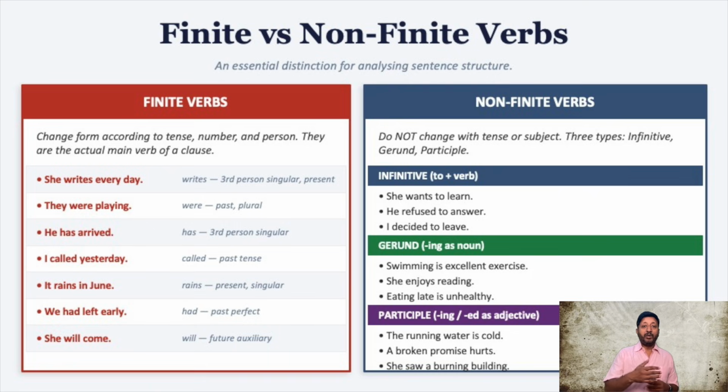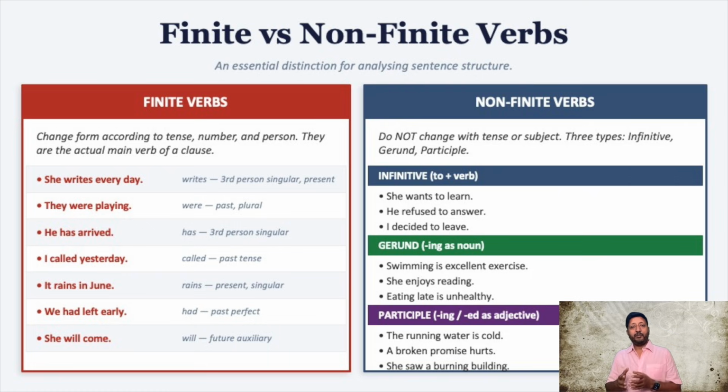If you say, they were playing, were becomes past. They is plural. Look at this sentence, it rains in June. Rains is present and it is singular. We had left early, past perfect. So as you can see, the tense, the number, the person can all change.